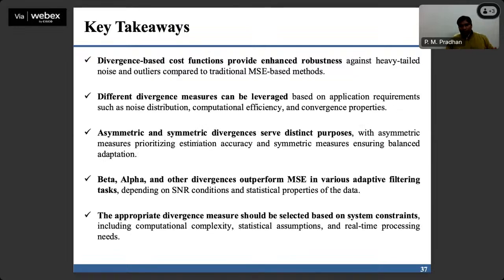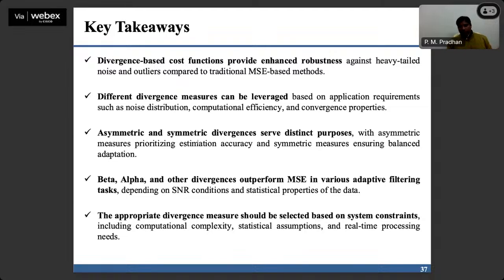So the divergence-based cost functions provide enhanced robustness. Okay, I said non-Gaussian noise, outliers. You can look at all these challenges, and you will see that the divergence-based cost functions perform well. Different divergence measures can be used based on the application requirement.